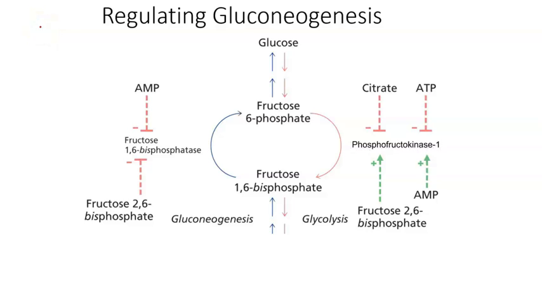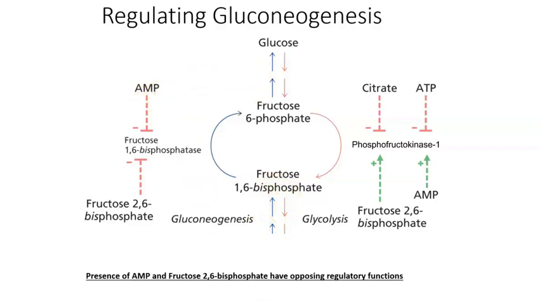Here's the other location of one of those irreversible steps where there's high regulation. So this is the other site of primary regulation for glycolysis and gluconeogenesis. And you'll see that both AMP and fructose 2,6-bisphosphate have opposing regulatory functions. So when there are high levels of AMP, the less energetic form of adenosine, that's adenosine monophosphate instead of triphosphate.